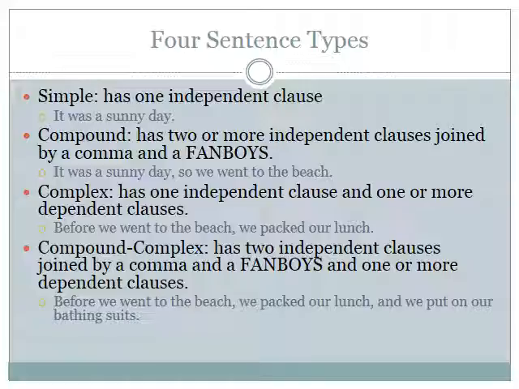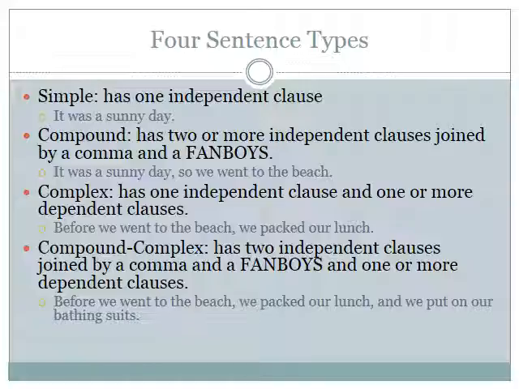The complex sentence is the third type that we just started talking about, and it has an independent clause and one or more dependent clauses. So in this case, we have "before we went to the beach," which is the dependent clause. "We packed our lunch" is the independent clause. What you'll notice is that because we have the dependent clause first, we do use a comma. If the dependent clause is second, we don't use a comma.